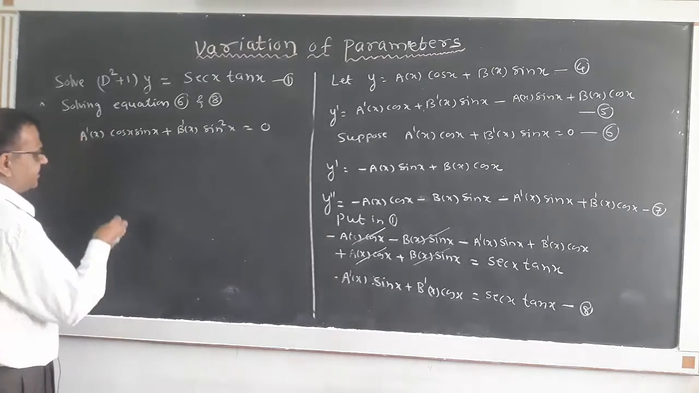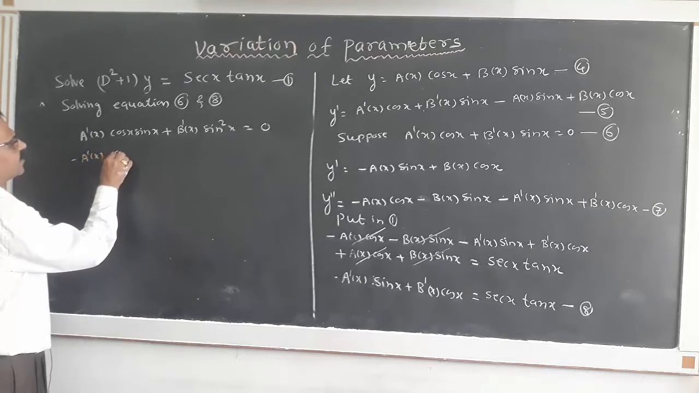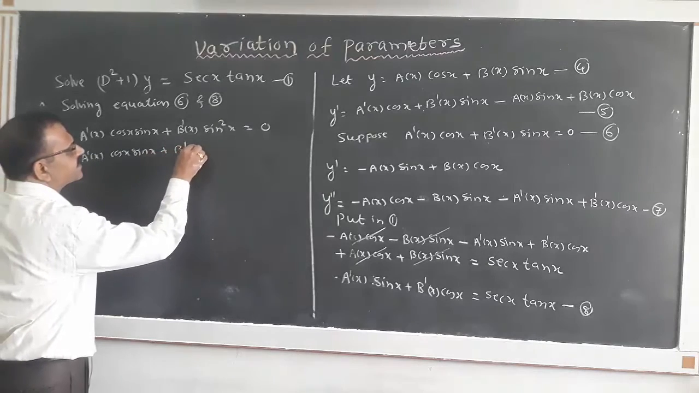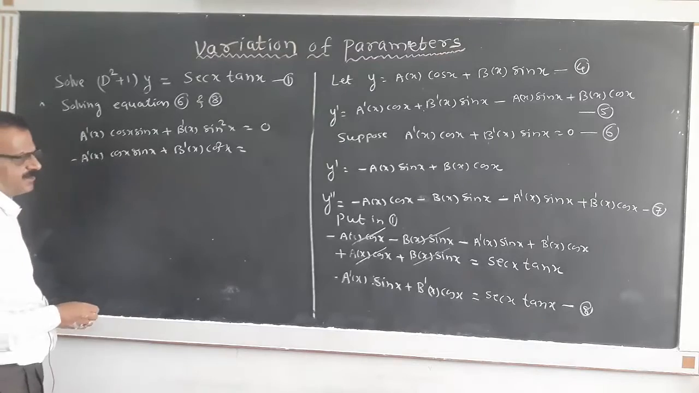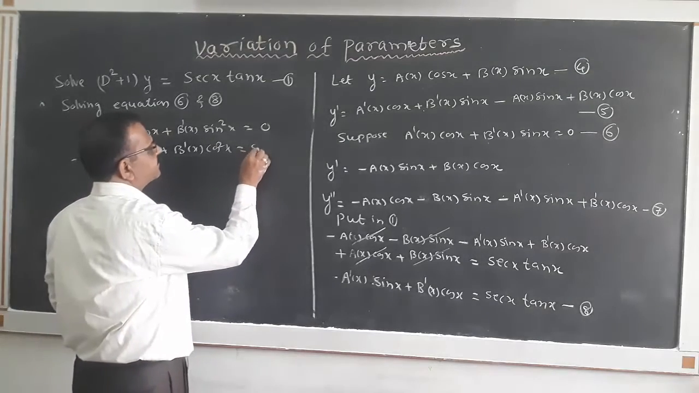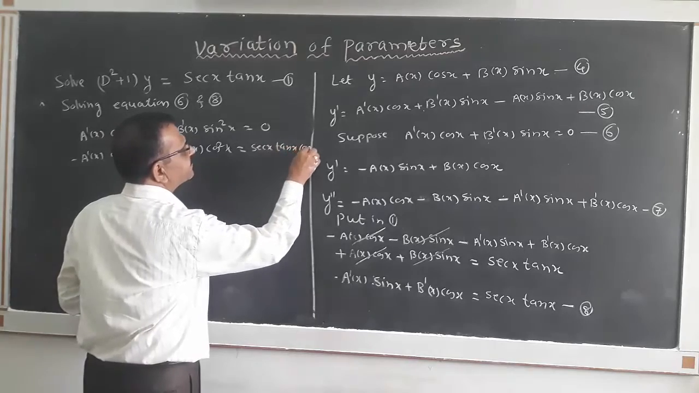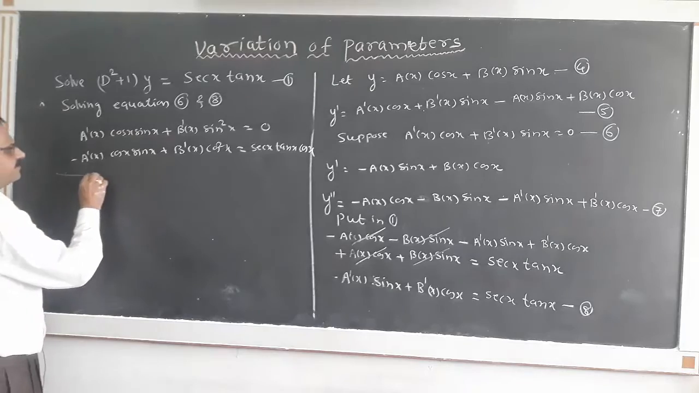Equation 8 by cos x minus a dash x cos x sin x plus b dash x cos square x equal to sec x tan x into cos x. Adding these two.